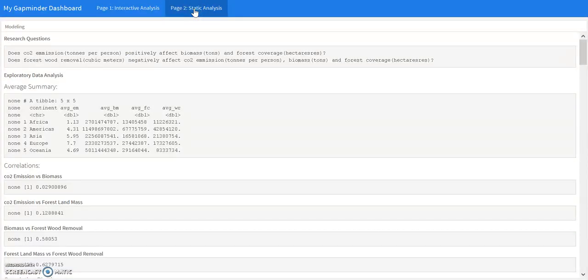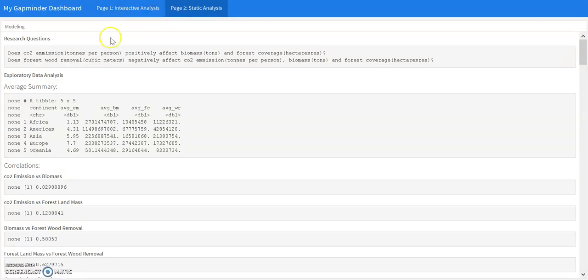Transition next to our page 2 static analysis. This is really the section where we start to go over our research questions and show the summaries and a lot of the data for our exploratory data analysis. Now we come up with 2 research questions for this data. The first one, does CO2 emission positively affect biomass and forest coverage? And then does forest wood removal negatively affect CO2 emission, biomass, and forest coverage?